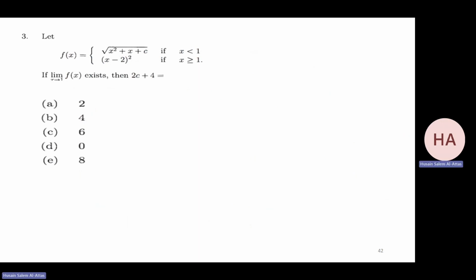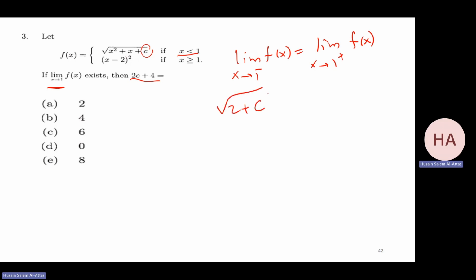Same idea. x goes to 1. You put C somewhere. Find C for C plus 1. Find C and then do this calculation. So it means limit x goes to 1 from the left, limit x goes to 1 from the right, of the same function. From the left means I am here. I have square root of 2 plus C. No, not 2 plus C. Square root, x goes to 1. Yes, 2 plus C. Yes, you're right.